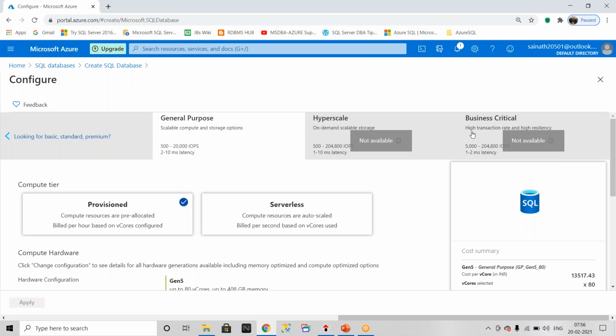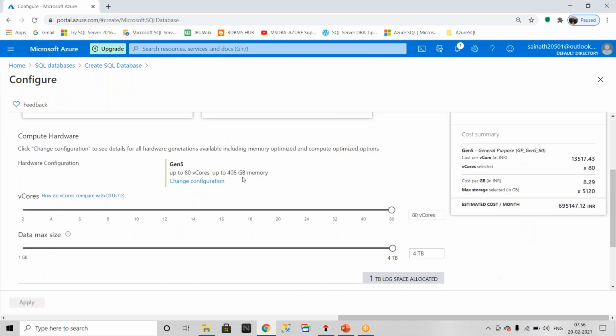Hyperscale is going to support 100 terabytes. Now it is under preview, and Microsoft is enhancing it to 200 terabytes. So if you want massive storage, then go for hyperscale. If you want to balance everything, go for general purpose. If you want low latency and replicas, then go for business critical, sir.